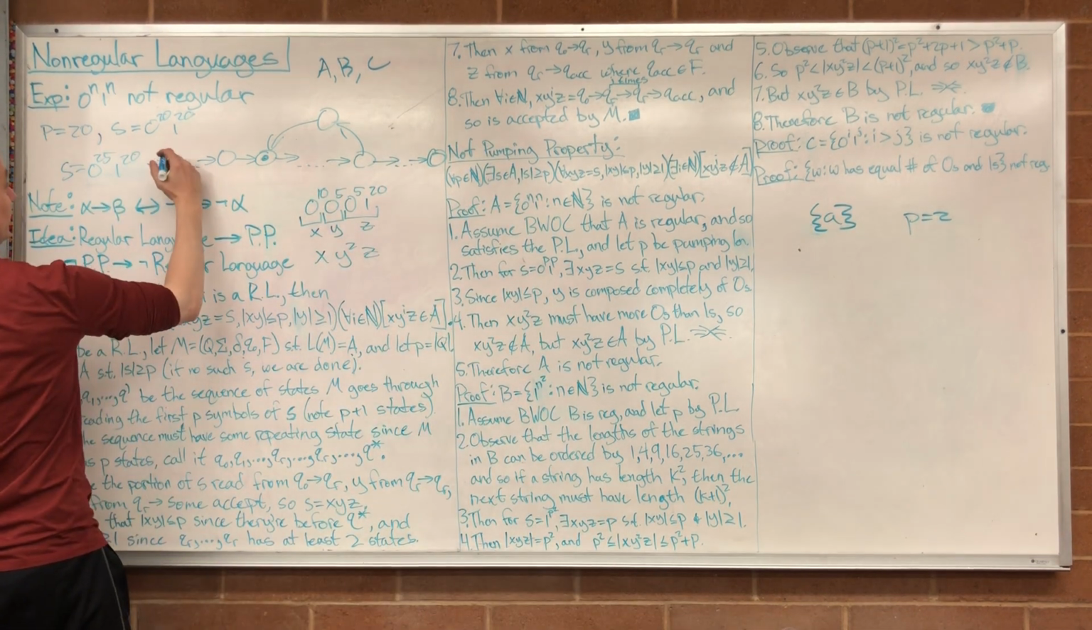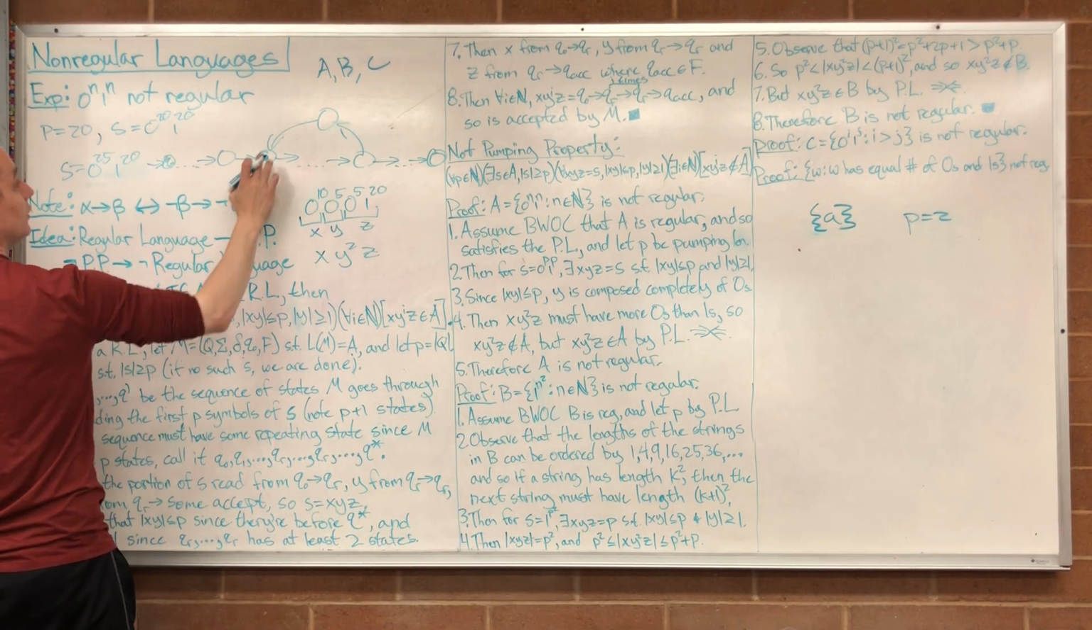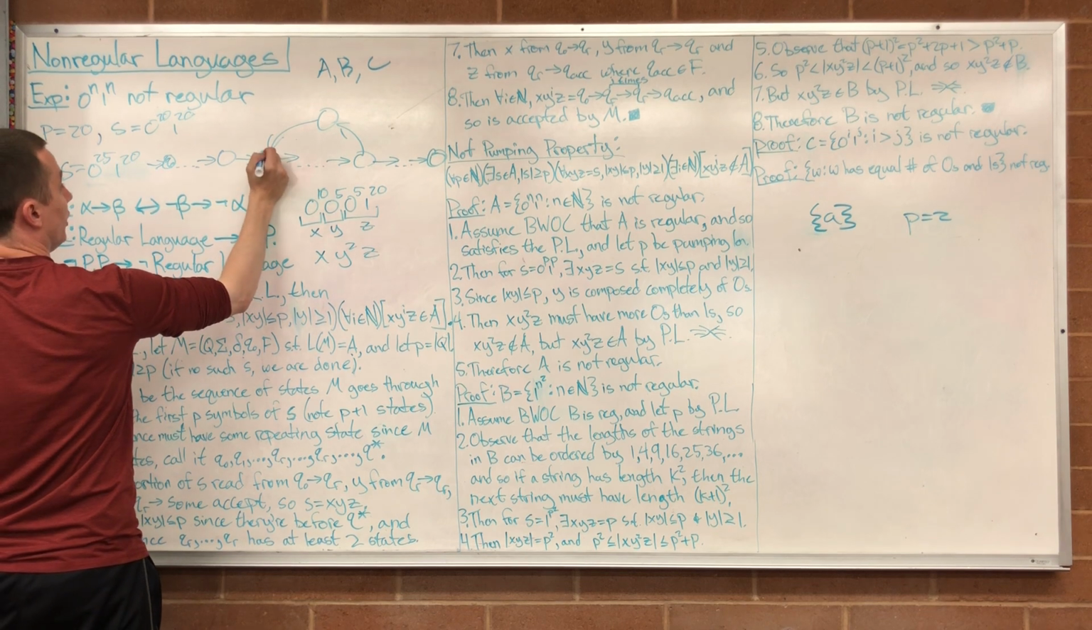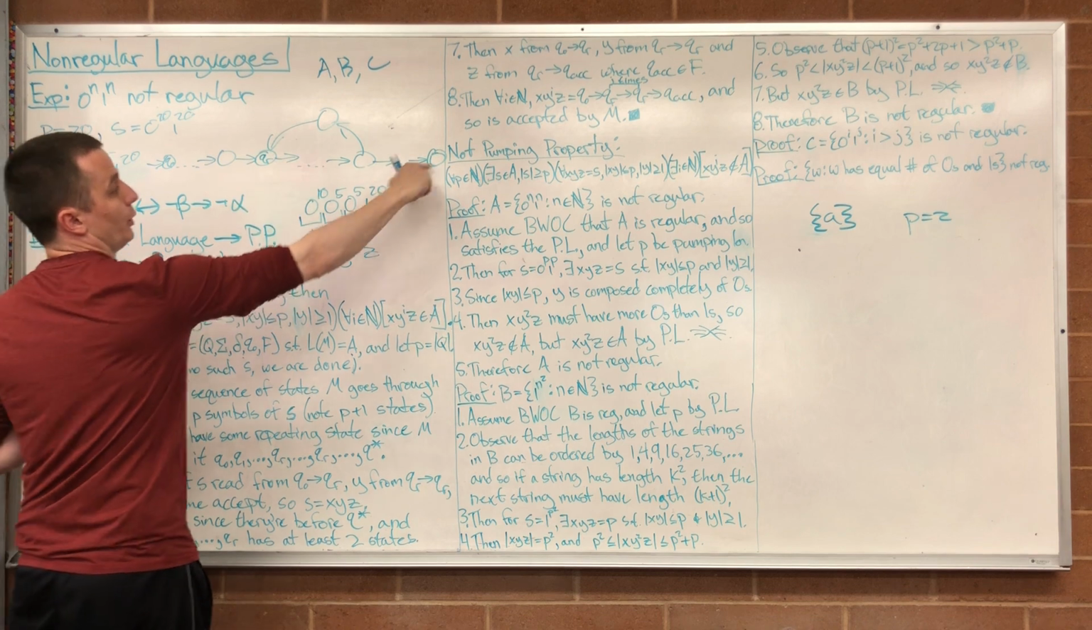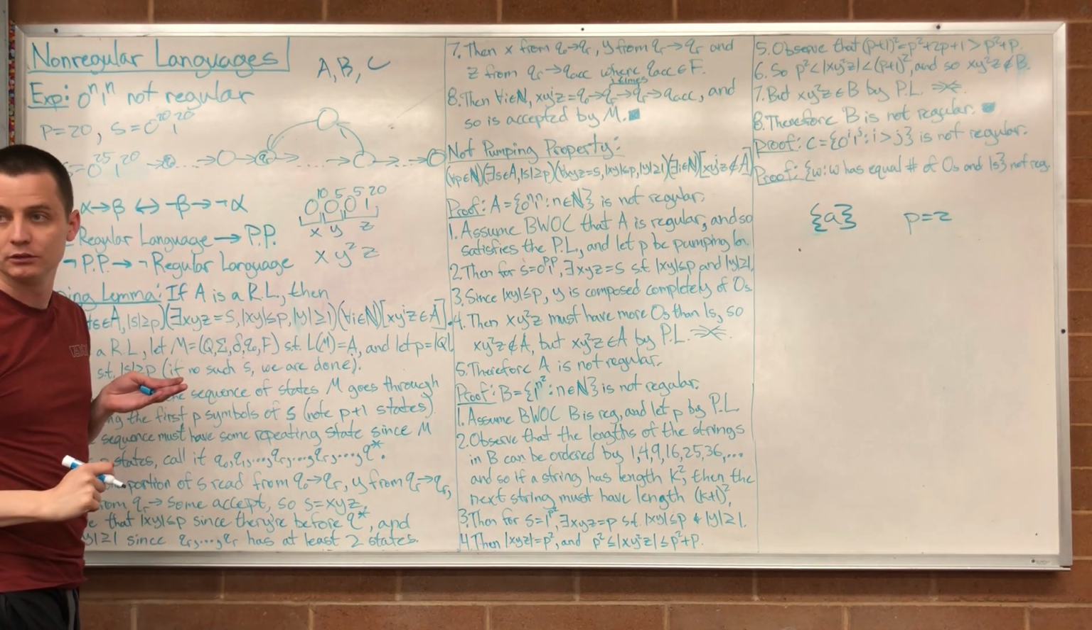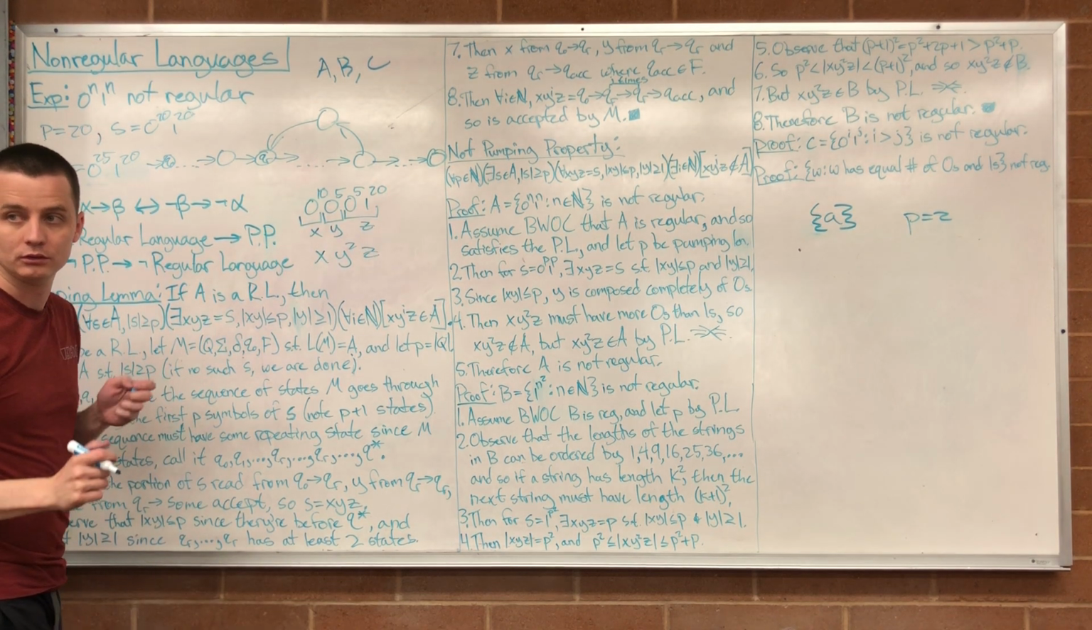Maybe label in our picture here. This is Q0, this is QR, and we're looping around back to QR before we go on our merry way to Q accept. Right?